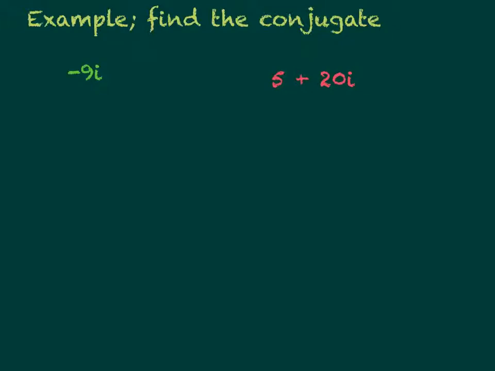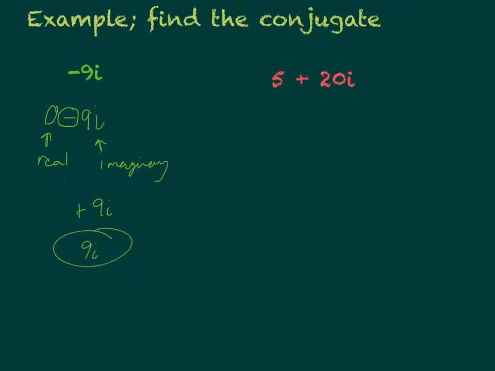Alright, for this first one, we have negative 9i. That's like saying 0 minus 9i, which means that the real part is the 0, and the imaginary part is the 9i. So I'm going to switch the sign of the imaginary part, so it's just going to become a positive 9i, or just 9i.